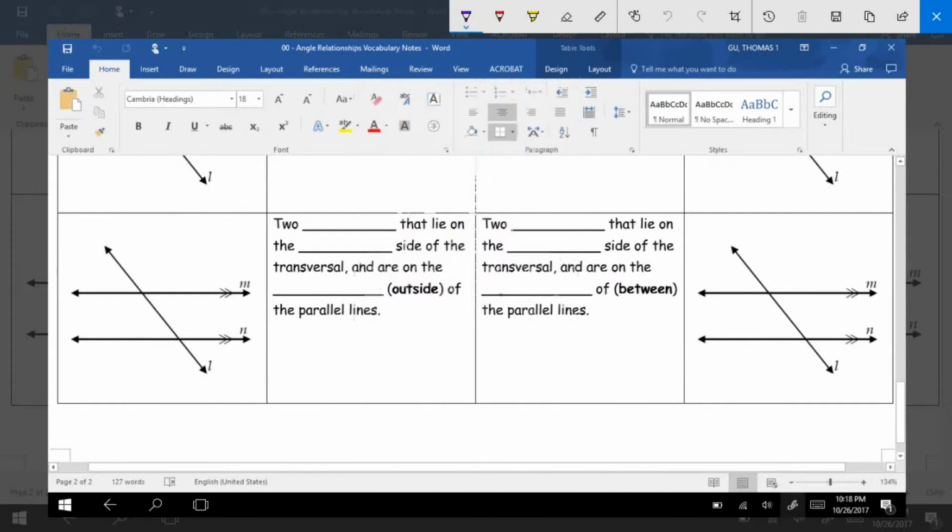Okay, so two angles that lie on the same side of the transversal and are on the outside, so it's going to be exterior of the lines, not parallel. All right, that's going to be same side exterior angles, because look, it lies on the same side and it's exterior and it's an angle. So let's do the labeling again.